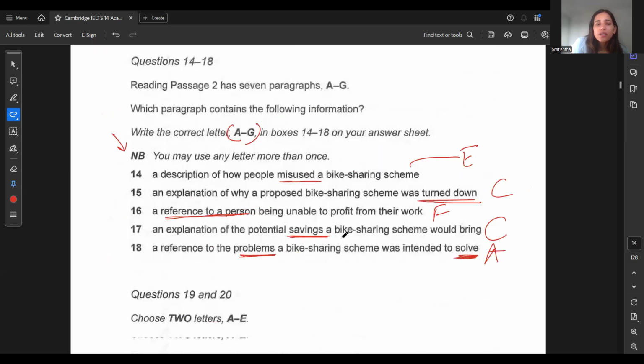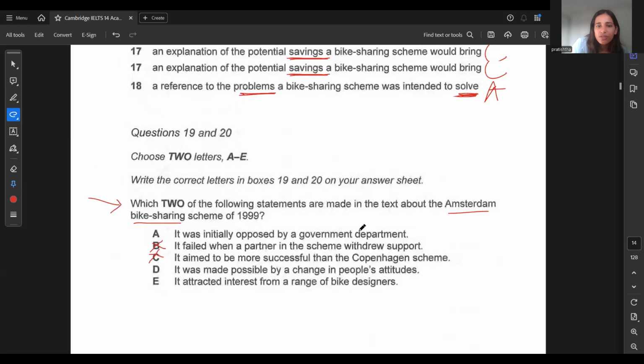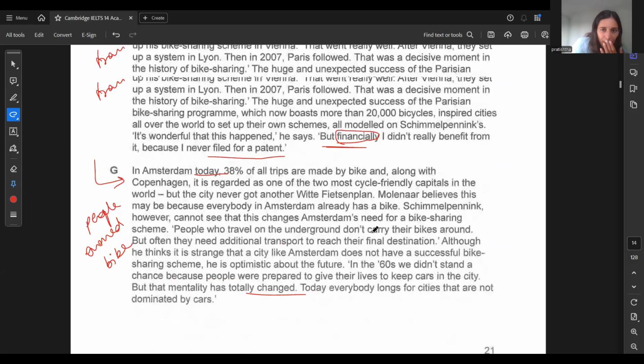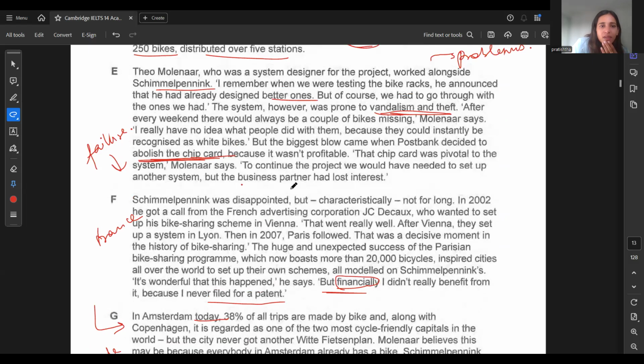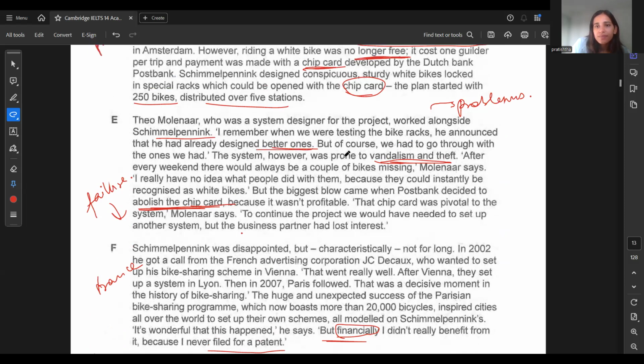Now, if I remember, it was turned down because it was initially opposed by a government department. It failed when a partner, it aimed to be more successful. No. It was made possible by a change in people's attitude. It attracted interest from a range of bike designers. So let's just see. Alongside he announced already changed design, better ones. So yeah, it had to be good, better than the previous ones. That is one of the things.